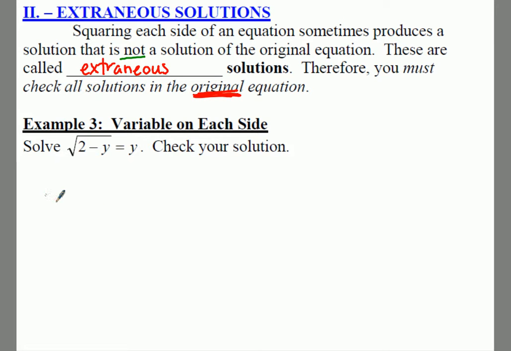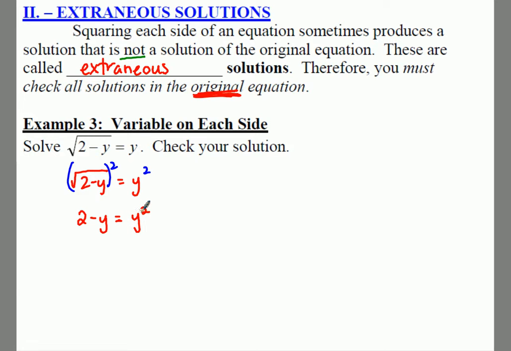So we have a variable on each side, which is not a big deal because we're going to start off with the square root of 2 minus y. It's not a big deal because we have the square root all by itself. So we're going to go ahead and square both sides. And we're going to end up with 2 minus y is equal to y squared.